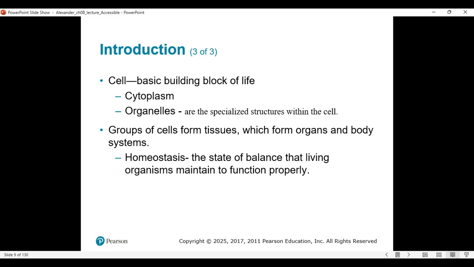Inside, you have the cytoplasm, which is all the fluid and liquid version. The organelles are specific structures within the cell. Again, groups of cells form tissue, organs, and systems. They put the word homeostasis here. If you remember from your EMT class, this is the state of balance that the organism will maintain so it'll function properly.